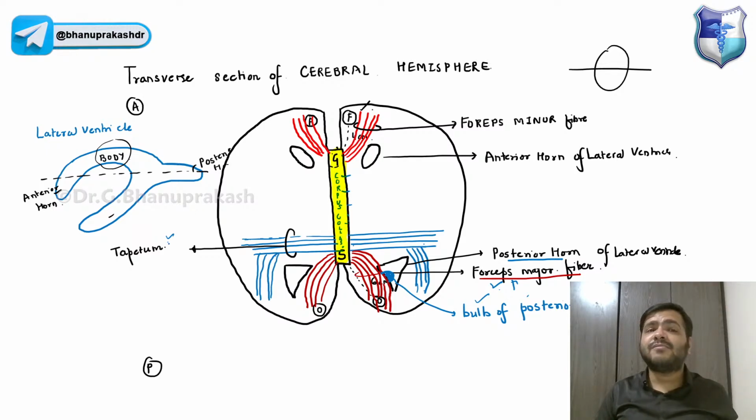But this tapetum has a special feature, guys: it is not intersected by this corona radiata, right? So that is something you have to remember over here. You already know the corpus callosum is running transversely, guys. So tapetum fibers are running transversely, and downward also, which you can see over here. They are running downward also, and they're not intersected by this internal capsule, right?